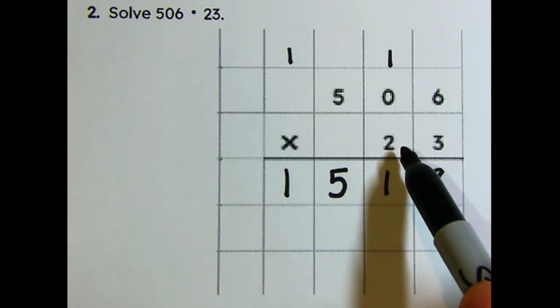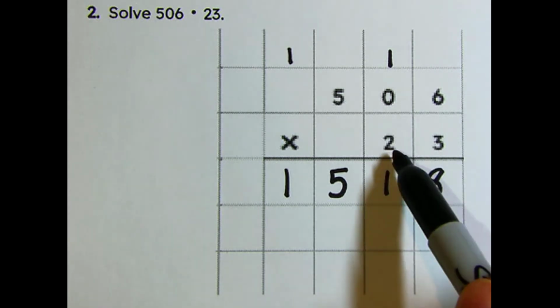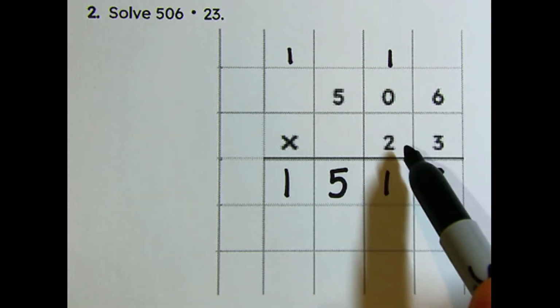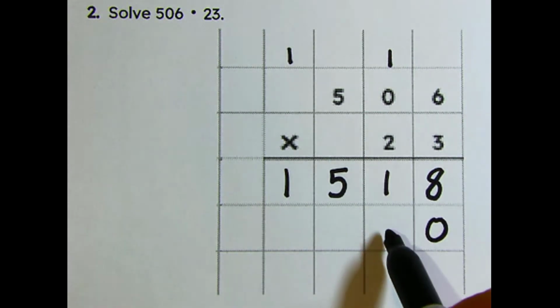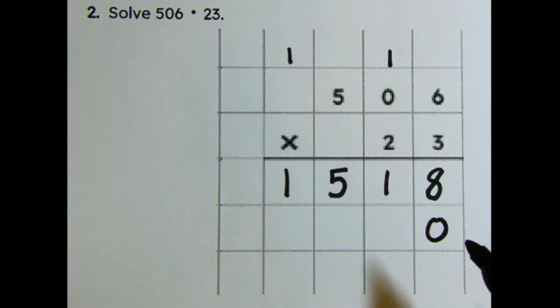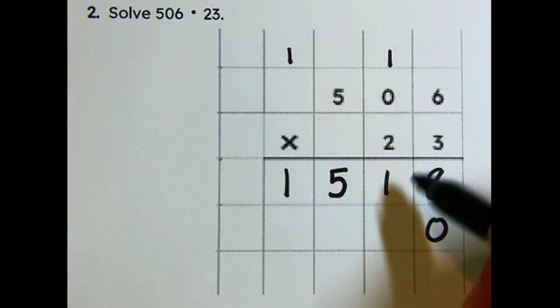I still have these 2 tens. So I have 2 tens, I move over 1, I add a 0, because that allows me to start in the tens position. Tens times ones is tens.